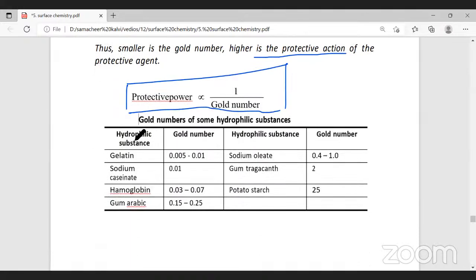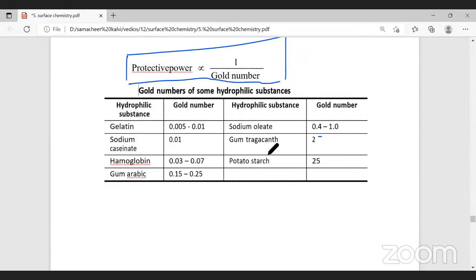Now, there are some examples of protective colloids. These are the gold numbers. Gelatin 0.005 to 0.01, sodium caseinate 0.01, hemoglobin 0.03 to 0.07, gum arabic 0.15 to 0.25, sodium oleate 0.4 to 1, and potato starch, it's 25. So protective power is inversely proportional to gold number. So the gold number of starch is high. That means the protective action of starch will be what? Less. Gelatin, gold number is less. So the protective power of gelatin will be more.